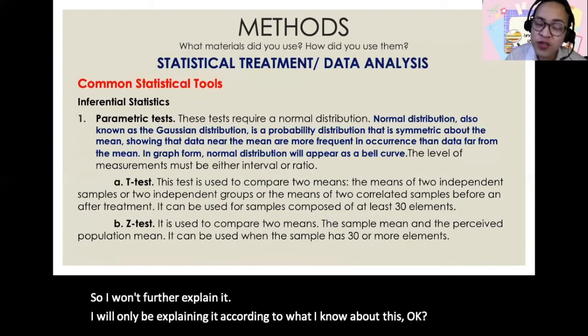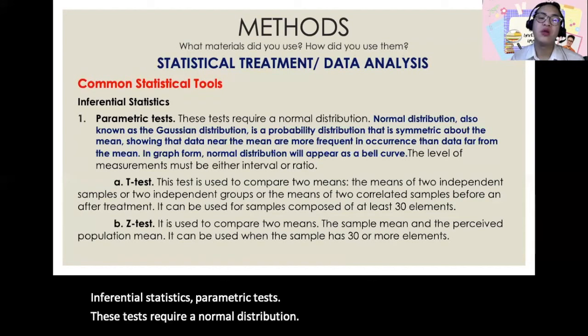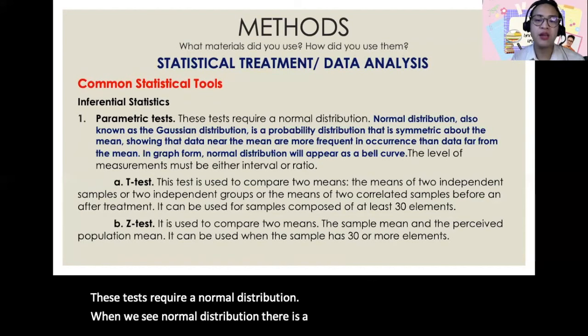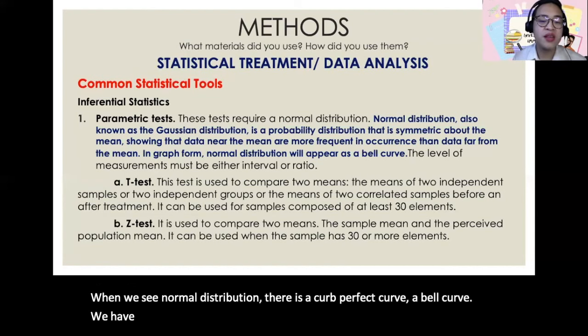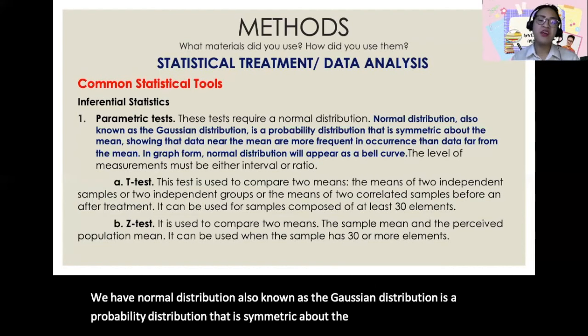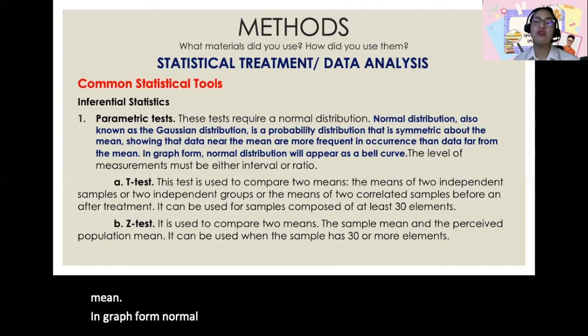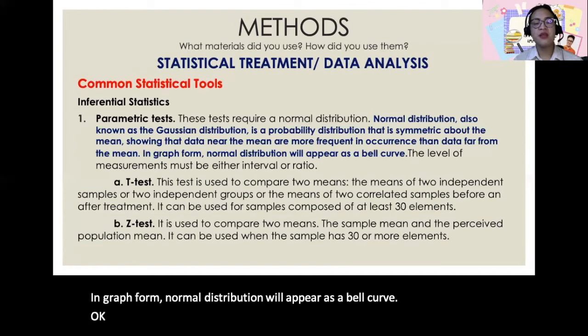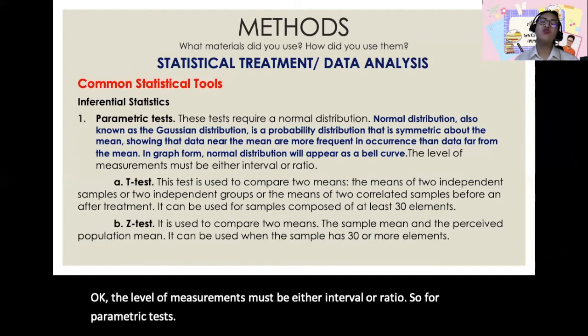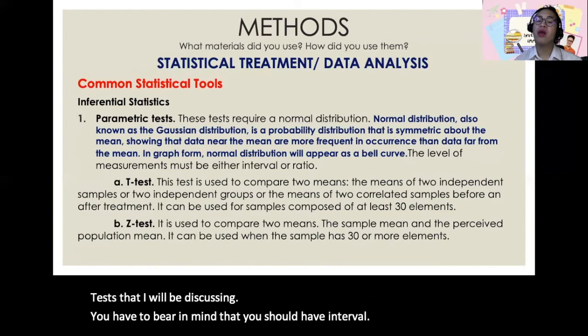Okay? Inferential statistics, parametric tests. These tests require a normal distribution. When we say normal distribution, there is a curve, a perfect curve, a bell curve. Well, normal distribution, also known as the Gaussian distribution, is a probability distribution that is symmetric about the mean, showing that data near the mean are more frequent in occurrence than the data far from the mean. In graph form, normal distribution will appear as a bell curve. Okay? The level of measurements must be either interval or ratio. So, for parametric tests, if you want to use the following tests that I will be discussing, you have to bear in mind that you should have interval or ratio.